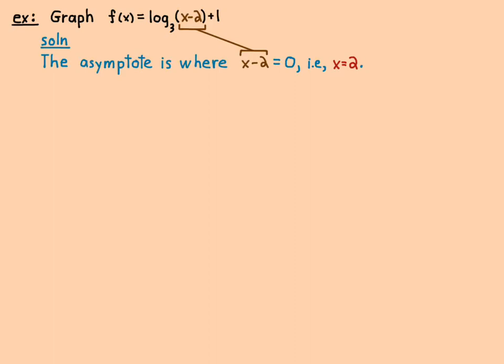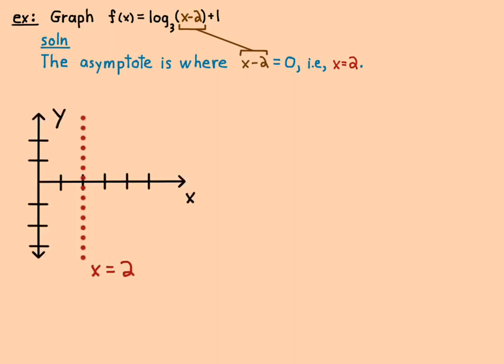The reason that works is because when you hit log, you can't take log of 0, but you can take log of anything larger than 0. So where the 0 would be is where the asymptote is. So I set x minus 2 equal to 0, get x equals 2.